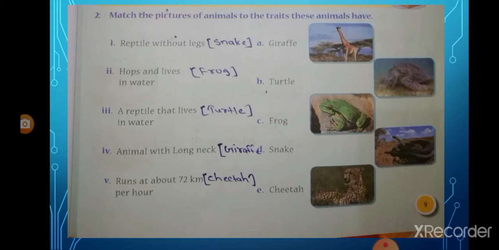Now the third one, a reptile that lives in water. So the correct option is B, turtle. Now the fourth, an animal with a long neck. You know that animal who has a long neck. Who is that animal? Very good, correct. That animal is giraffe. Option A, giraffe.